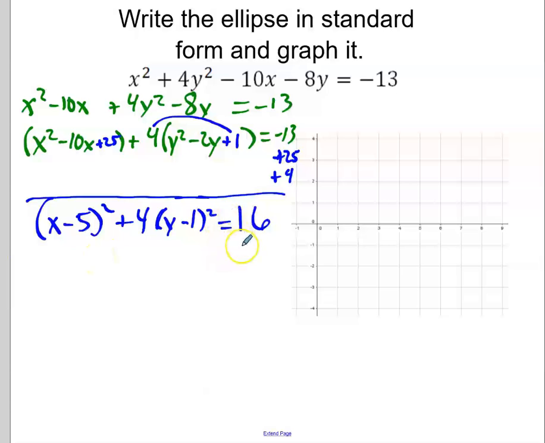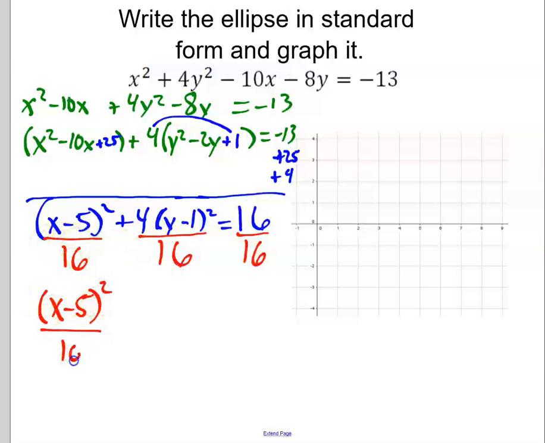And to put it in the standard form for an ellipse, we need to get it equal to 1. So to do that, I'm going to divide by the 16, and that's going to get me x minus 5 squared over 16, plus this can simplify down to a 1, that simplifies down to a 4. You always want to simplify down so that your coefficient ends up equaling 1. Even if it requires you to put a decimal in the denominator, that's okay. You always want to end up with your coefficients being 1, and then it equals 1.